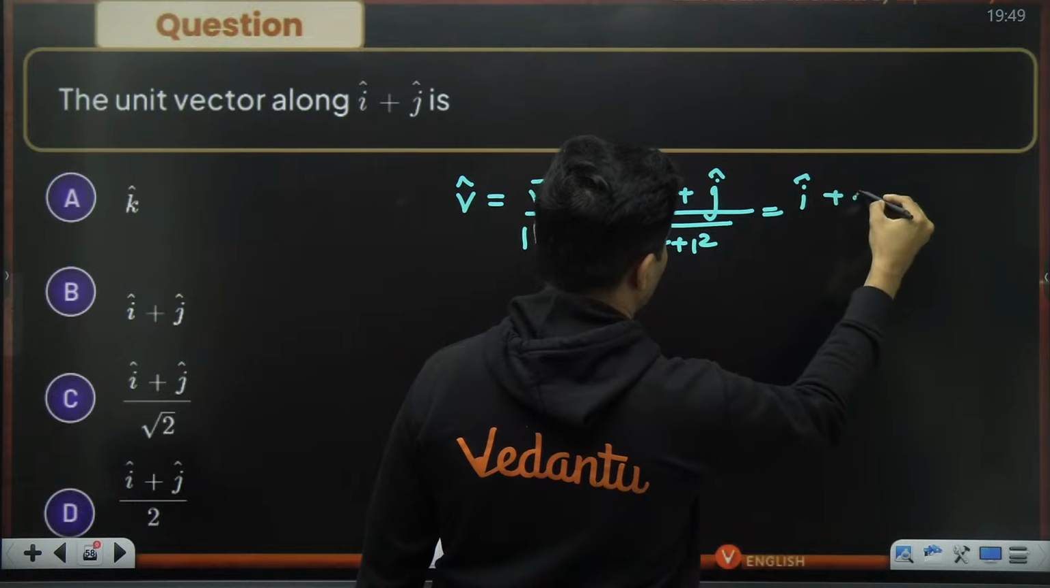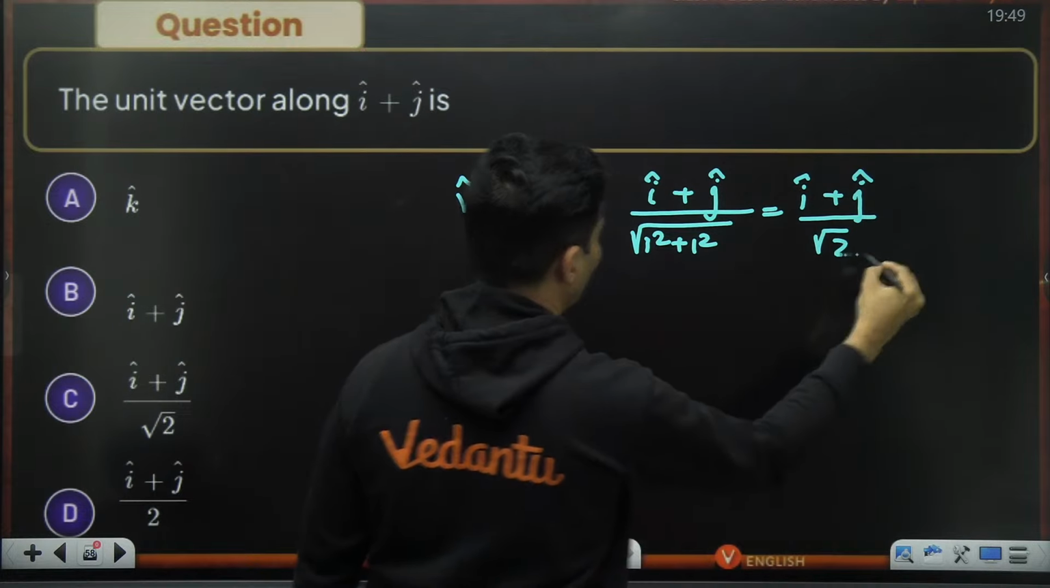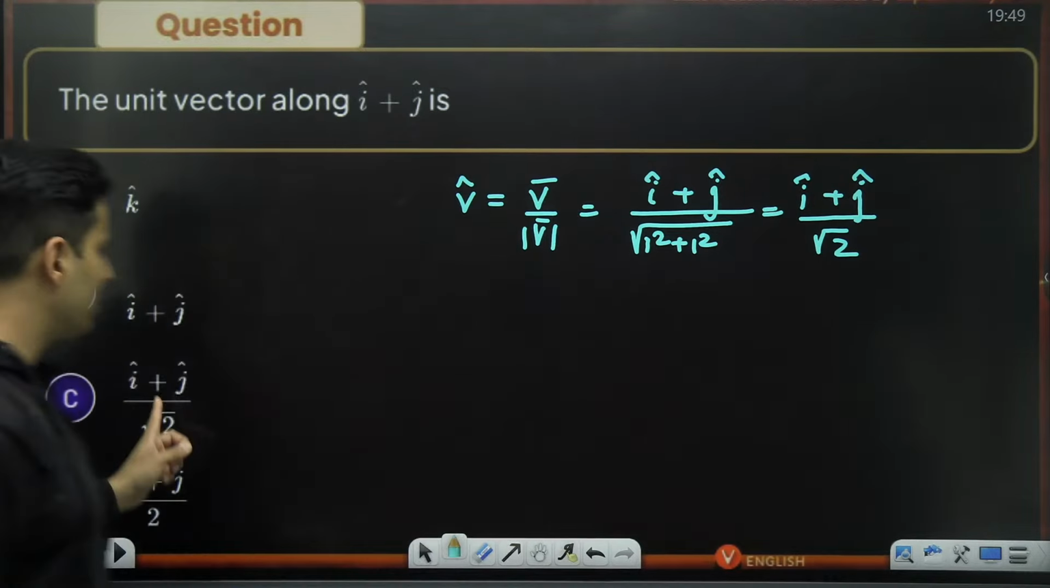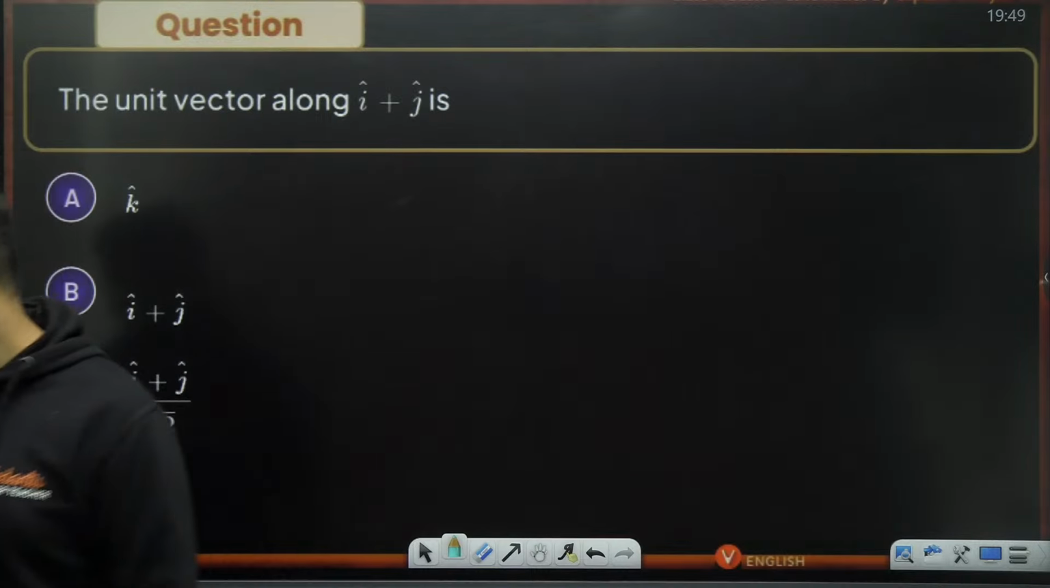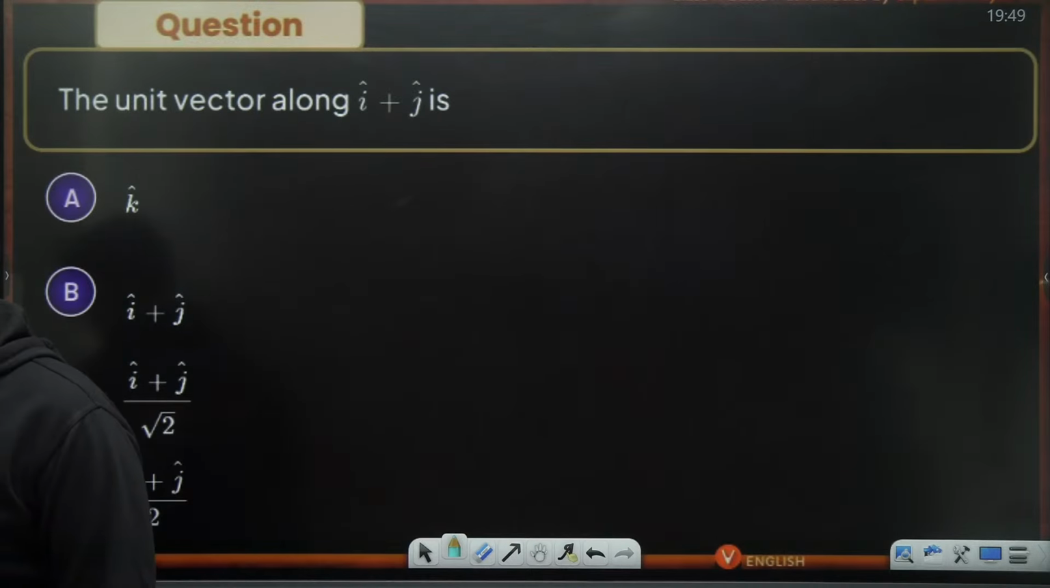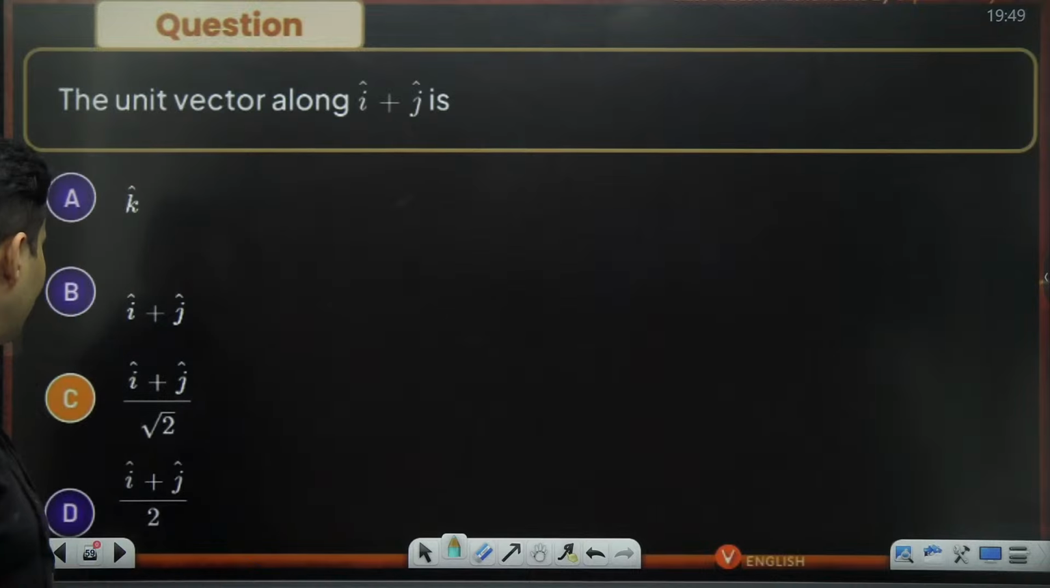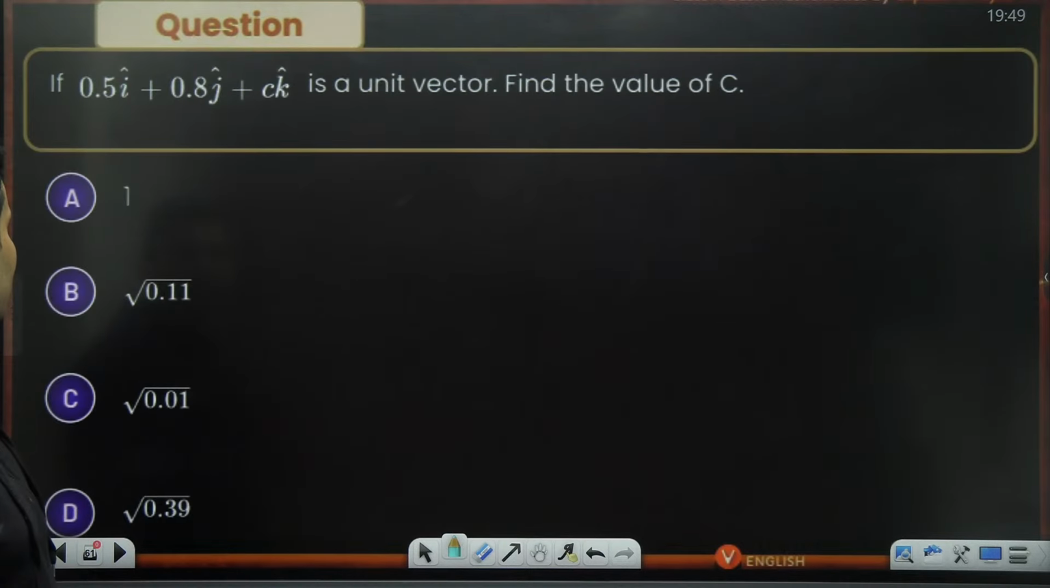So I cap plus j cap is there. 1 plus 1 is 2, so root 2. So that's it: I cap plus j cap by root 2. That is option C. Is that right? Yes, perfectly correct. Amazing. Next one coming up on your screen.